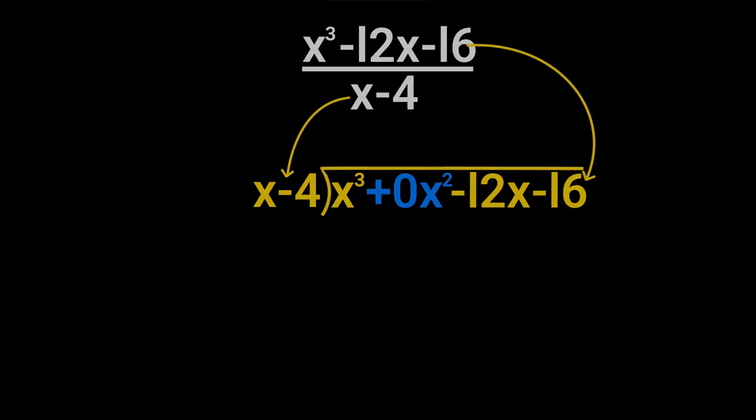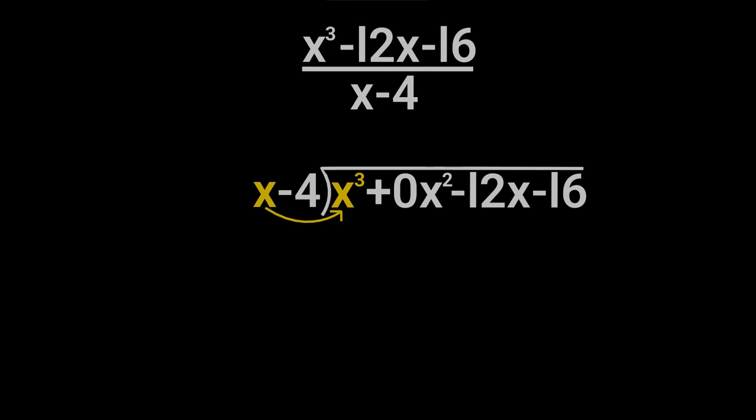The only thing that I have added here is a 0x squared. So if we are missing a term, this is what we add. This is just a placeholder. This does not change any value. So that is just a placeholder that we have to put in there to solve this type of problems. Now we're gonna continue with the same process. How many times does x go into x to the third?